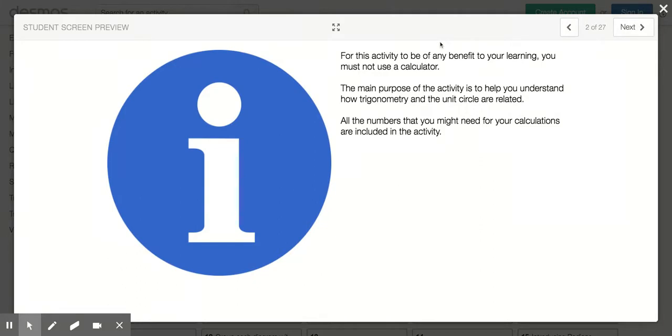For this activity to be of any benefit to your learning, you must not use a calculator. The main purpose is to help you understand how trig and the unit circle are related. All the numbers you might need for your calculations are included in this activity.